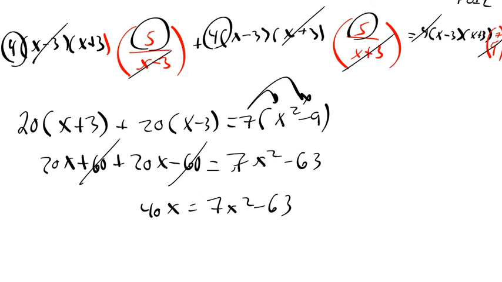Okay, so let's subtract 40x, subtract 40x. So we get 0 equals 7x squared minus 40x minus 63.